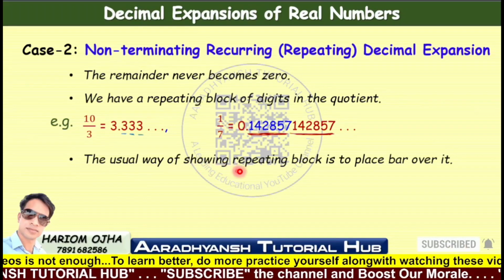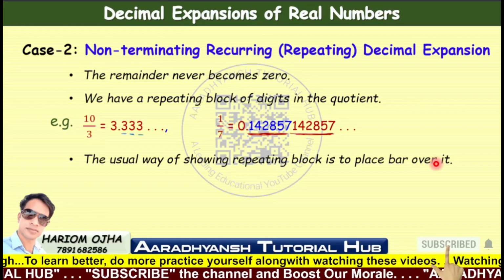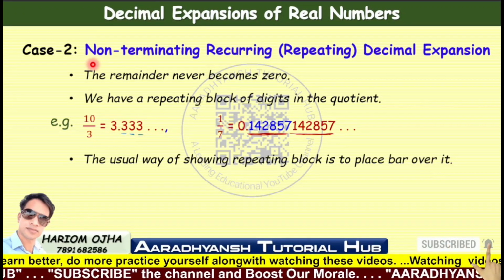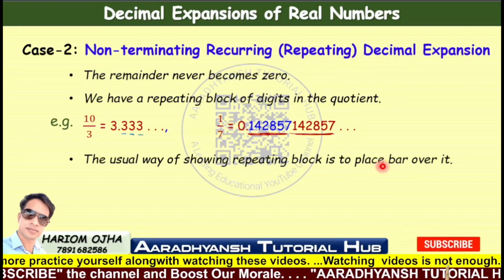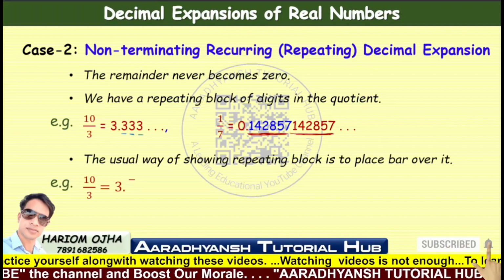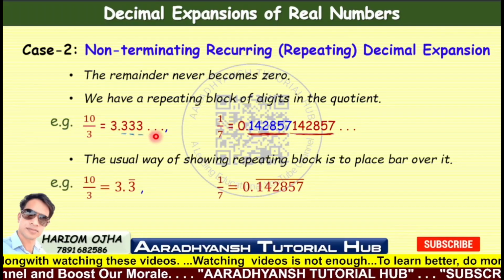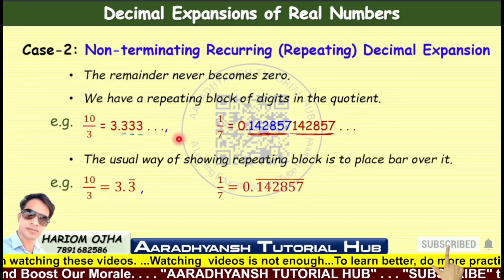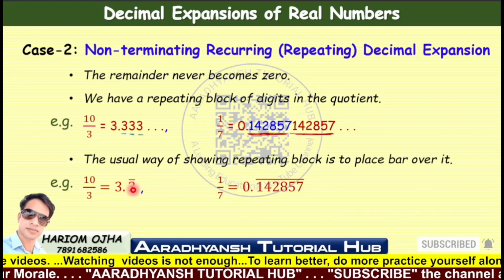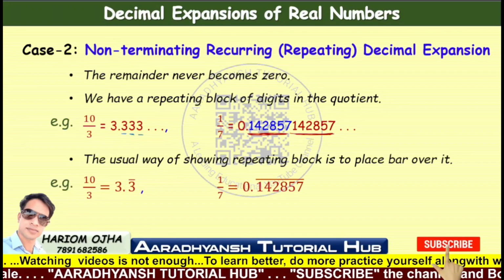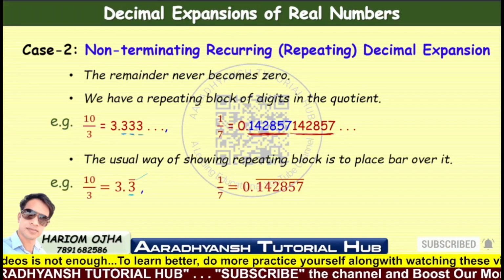The usual way of showing a repeating block is to place a bar over it. To represent non-terminating recurring decimal expansion, we use a bar over the repeating block. For example, 10 over 3, we will get 3.333 and so on. So we will represent it by 3.3 bar. We will place a bar over 3. The repeating digit is 3, so we will place a bar over it.